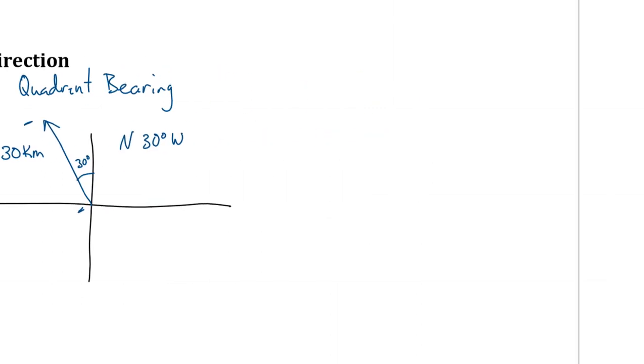The other way that we sometimes give vectors or direction is called true bearing.